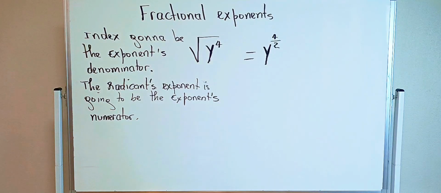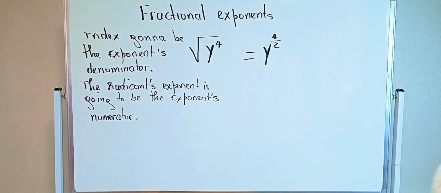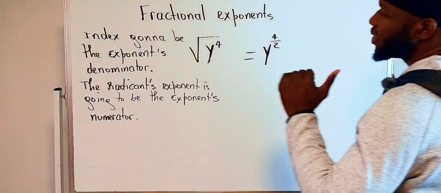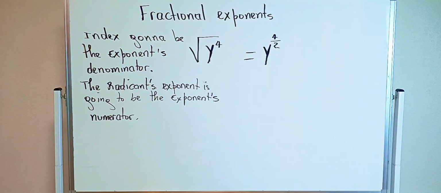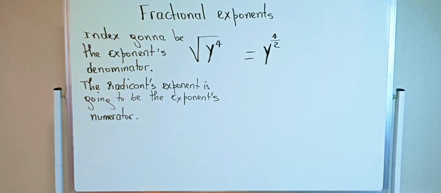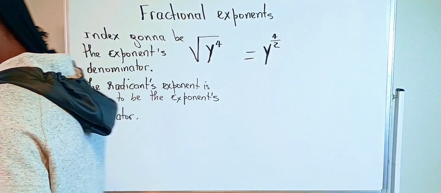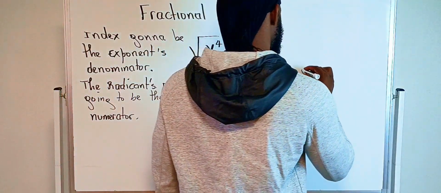Easy stuff, guys. So in general, I can say any radical can be expressed as a fractional exponent. You just gotta use the index as the denominator and the radicand exponent as the numerator. Only that you gotta do. Nothing difficult at all, guys. So let's go for this one.